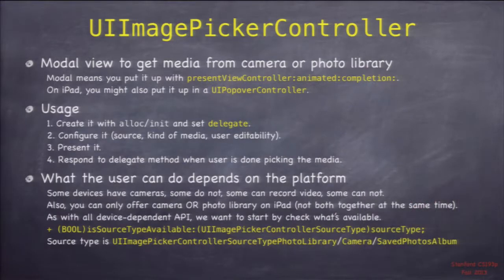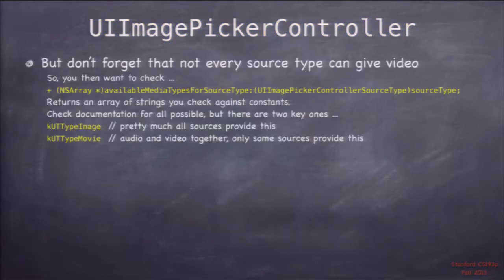What the user can do in this UIImagePickerController depends on what their hardware can do. Almost everything has a camera now, so this is usually no problem. Is source type available camera? You're going to find it, but you should always check this anyway, just to be good code. You call this UIImagePickerController class method isSourceTypeAvailable, and we actually did that in our demo last time. Remember we had that class method canAddPhoto, and in there we checked to make sure that the camera was actually available. So this is how you do it, just this class method in UIImagePickerController.